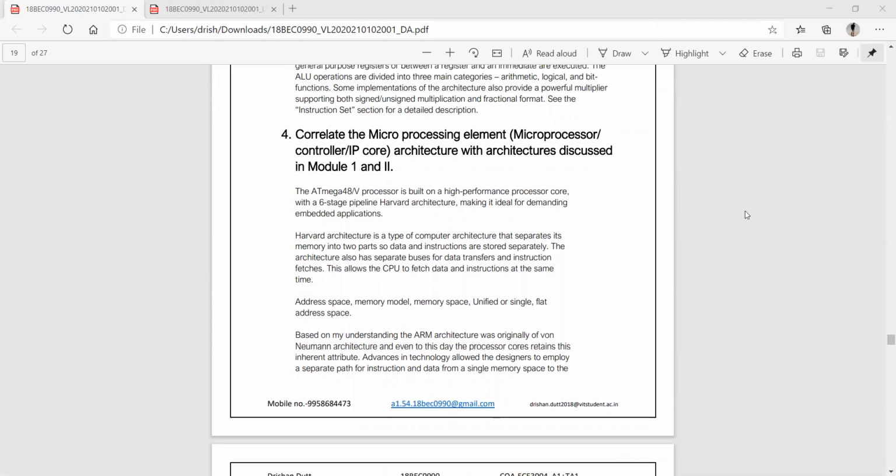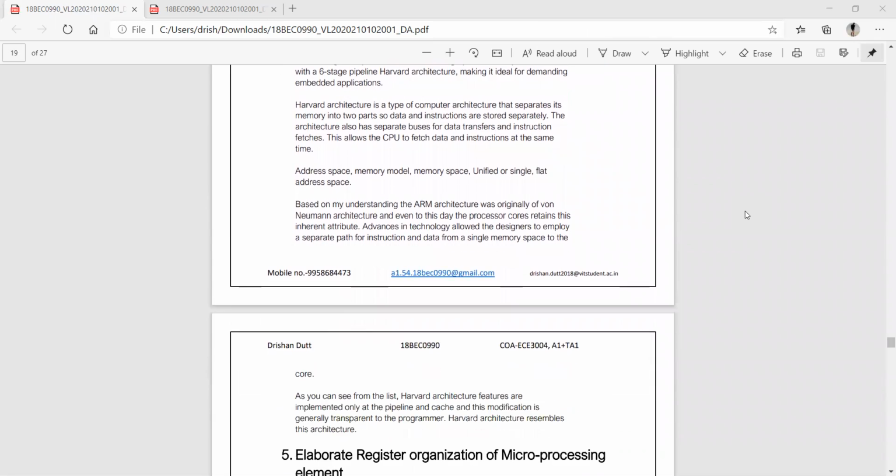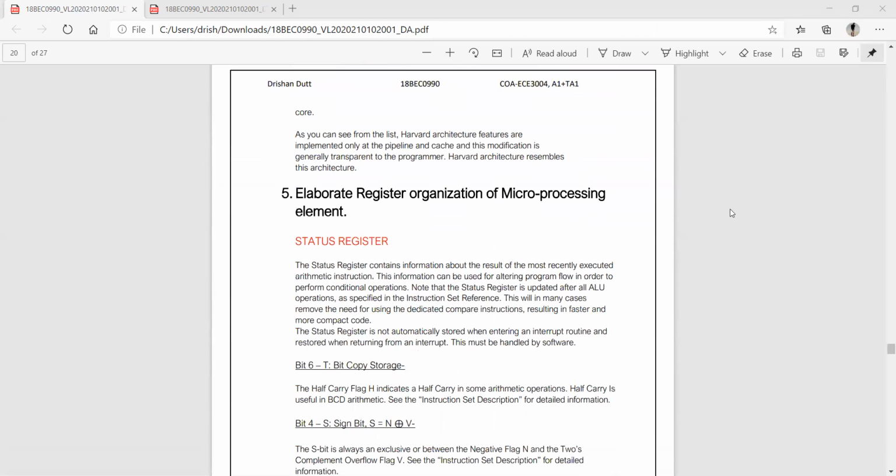Address space, memory model, memory space, unified or single flat address space. Based on my understanding of ARM, the architecture was originally from von Neumann architecture, and even to this day, the processor core retains its inherent attribute. Advances in technology allow the designers to employ separate paths for instruction and data from a single memory space. Okay, so the fifth question was: elaborate the register organization of the microprocessor element.